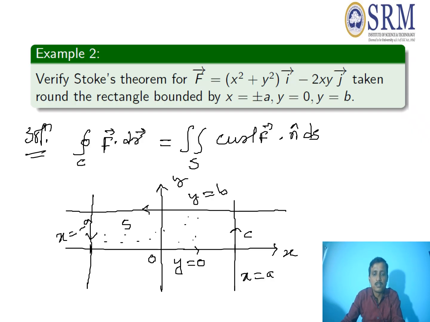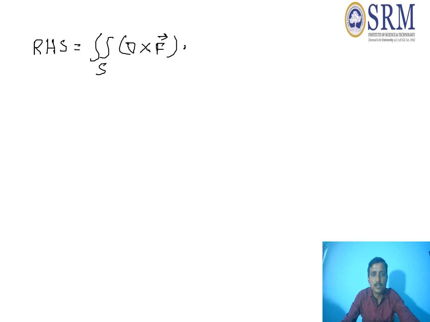You can start with the LHS or RHS. Just now we have solved that RHS, that surface integration, so let me solve that RHS first. You can do the LHS, but both will get the same values, and that will be the verification. Okay, what is RHS? It is the surface integration over S of curl of F. Curl of F in symbols is del cross product with F, dot n dS. This one.